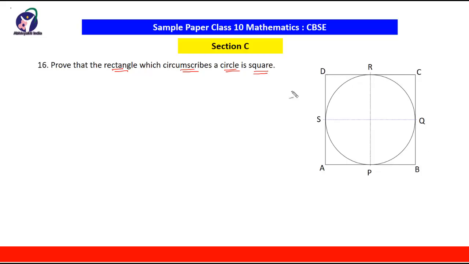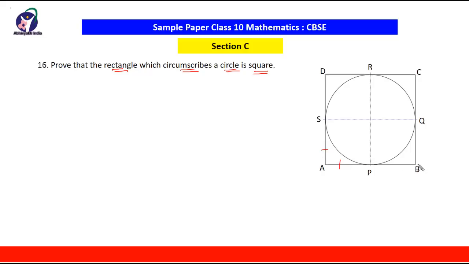And so here first we will see what facts we can use. Here A is a point outside the circle, a vertex of the rectangle, and AS and AP are the tangents to this circle. We know that tangents drawn from an exterior point to the circle are equal, and therefore AS will be equal to AP.